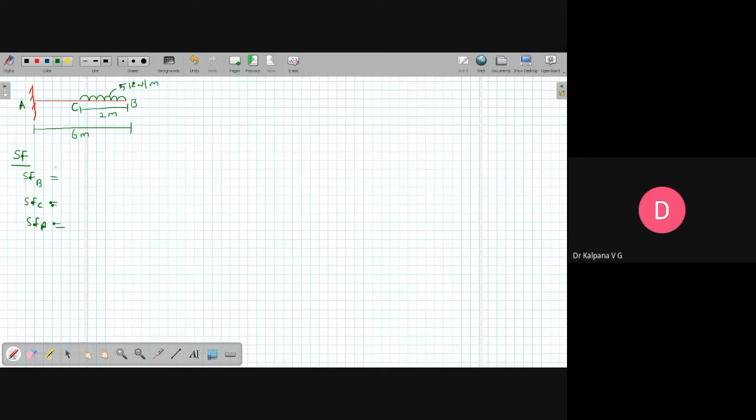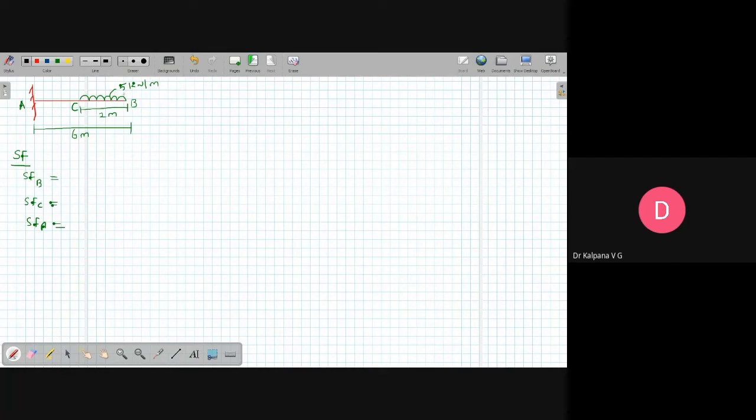So to find the shear force value at B, as you know, at B there is no load, so it starts from B. Or else I consider any section. When finding shear force and bending moment, it's better to consider a section and look at the right and left of the section. If you take shear force values that way, it will be easy.